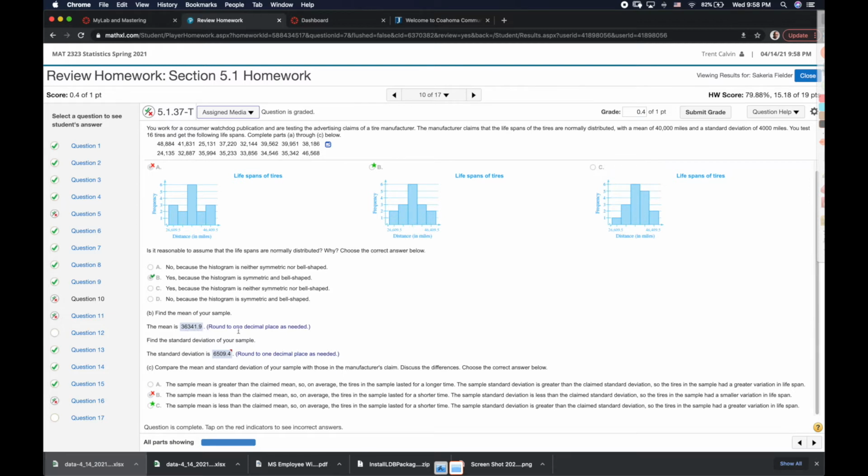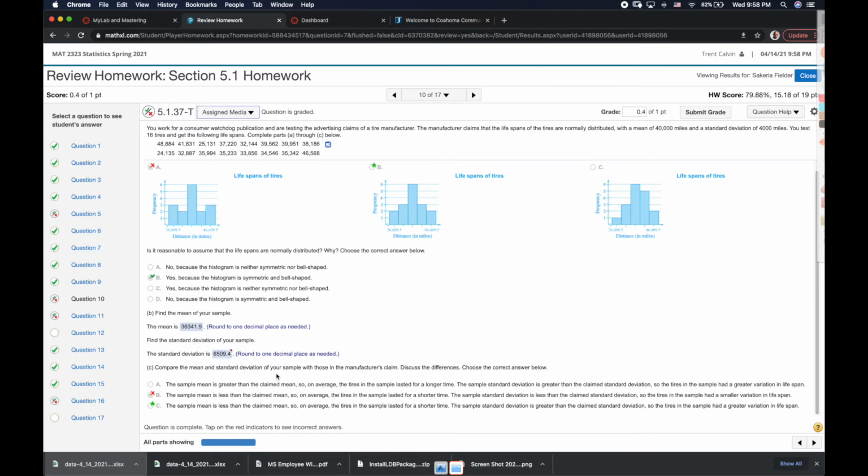And it also tells you your standard deviation. You'll see the standard deviation as well. So you can do this all in the calculator. Okay.